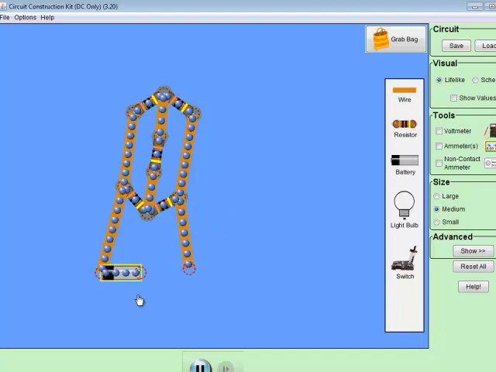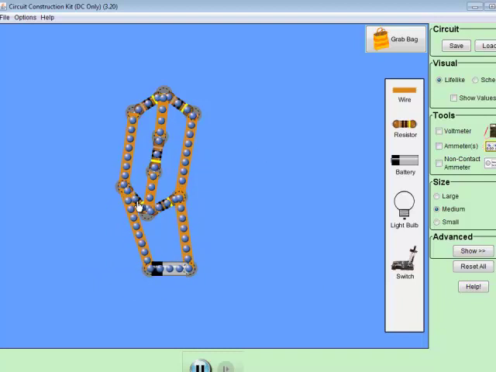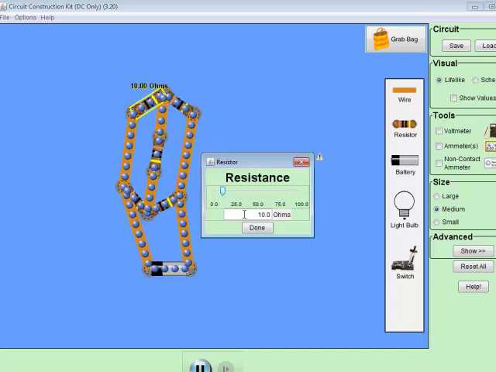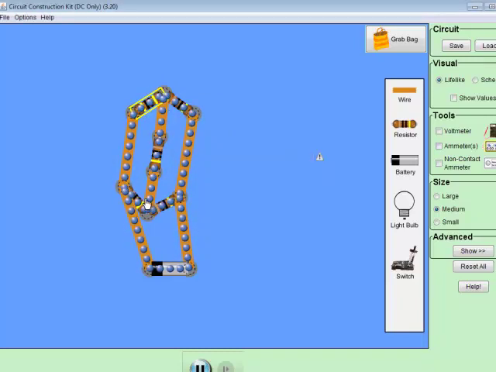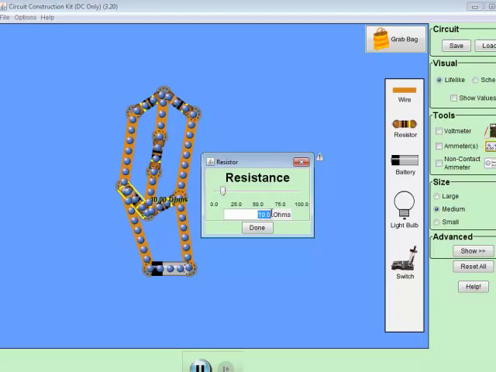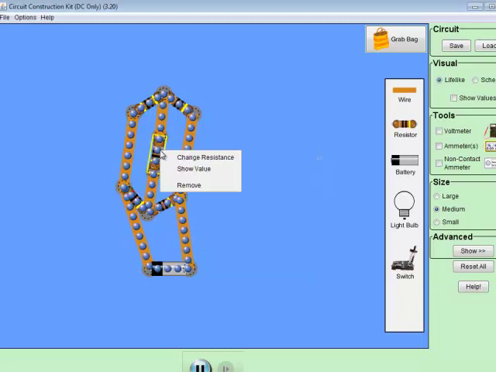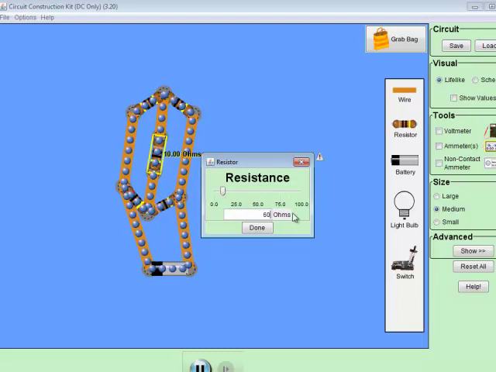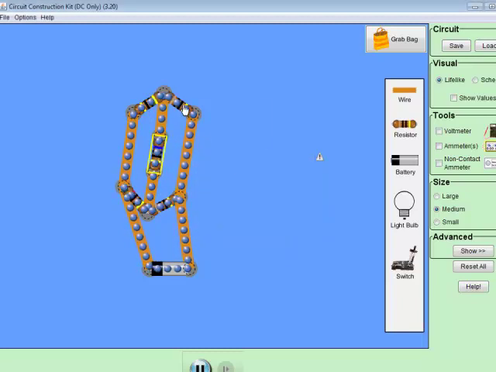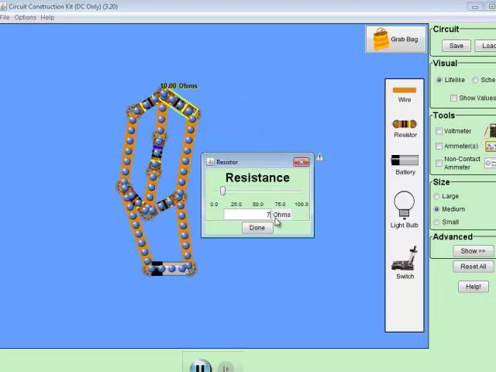And here's the battery, and I have to check, is the battery to the left or the right? The positive is to the left, so I got it. And then that'll be okay. Oh, and then I have to change all these resistors: 40, 20, 60, 70, and 50.